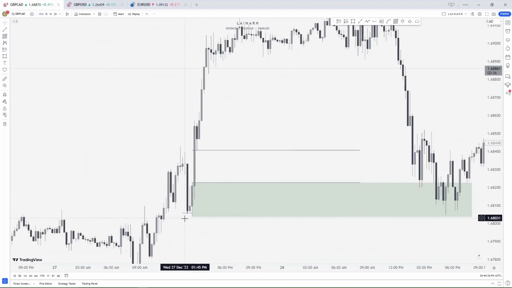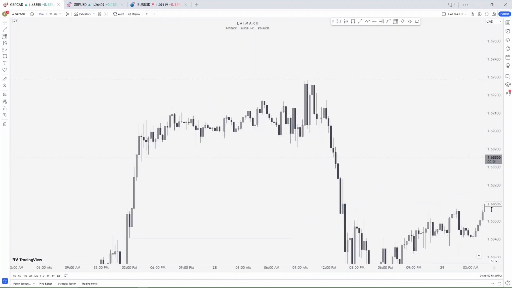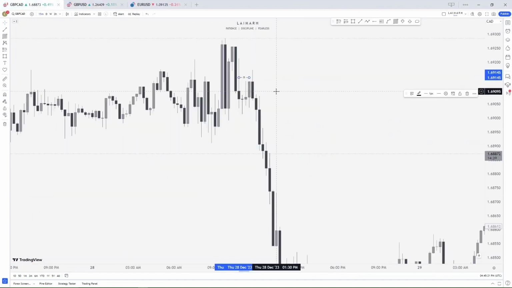You can see how this is very good because the idea behind this was that liquidity was taken over here. Price moved rapidly to the upside, created this imbalance, and you can see what happened over here. Let me show you this order block. Let me show you this example over here.